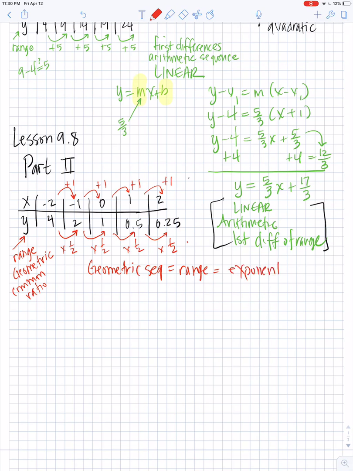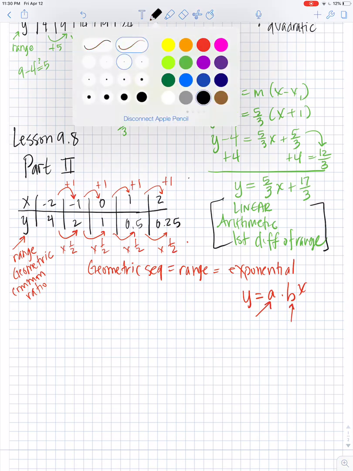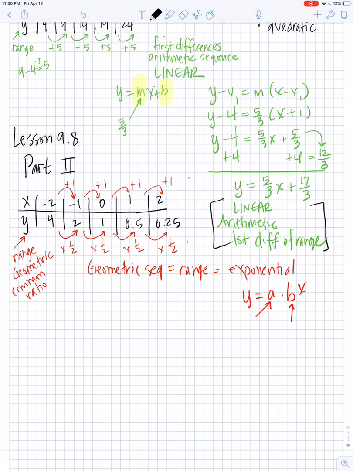And then let's just remember what the exponential function is. y equals a times b to the x. So if we're asked to write the equation for this function, we need to know two things. We need to know what a is, and we need to know what b is. And we can figure that out. We can go back into the data, and we have some x's and y's. So I can start by just defining what a is.